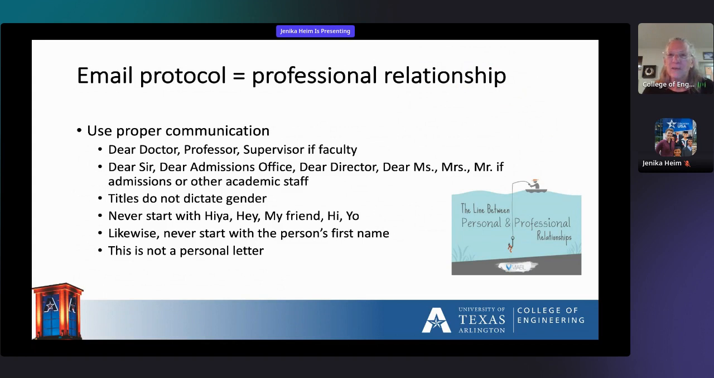Never start informally with, hey, hiya, hi, yo. I can't tell you how many emails I get where students say, hey, Miss Lynn, you need to do this. It's like, I'm sorry, excuse me, I'm not sure I even know you. If you're not sure how to address the person, you can always use just their last name, Dear Ms. Larson, but never with their first name. And remember, this is not a personal letter. This is a professional letter. Next, please.